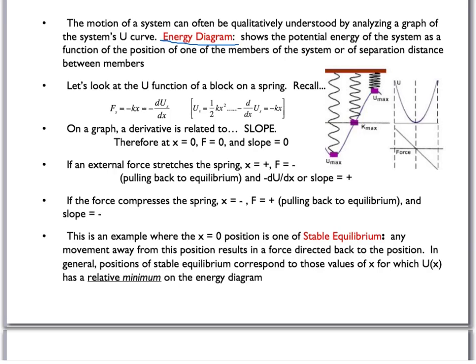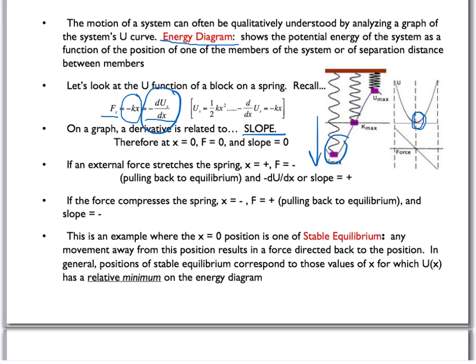So let's look at a potential energy function for a block that's located on a spring. Remember, we said that for springs, the force is equal to negative kx. We also said that force is equal to the negative derivative of the potential energy with respect to position. So as we look at a graph, we understand that slope or derivatives are going to be related to that slope. So when we look at x equals 0, we see that the force is equal to 0, and the slope should therefore also be equal to 0. We see that here on our graph, that at 0, we're hitting that 0 potential energy and have a 0 slope.